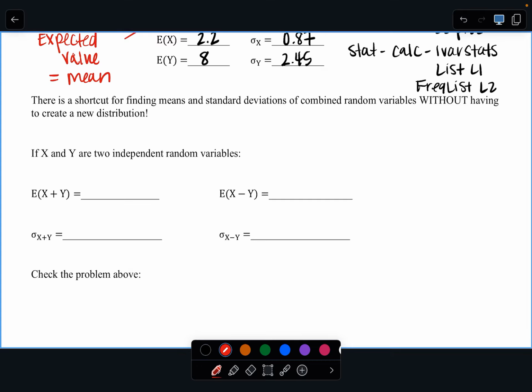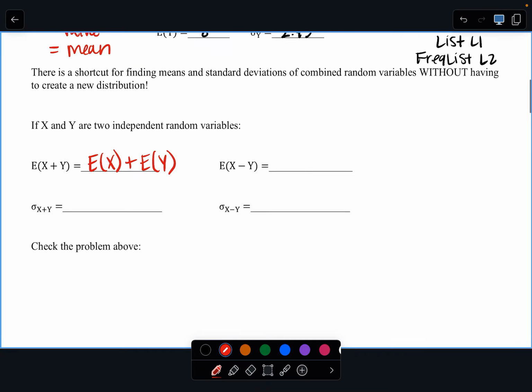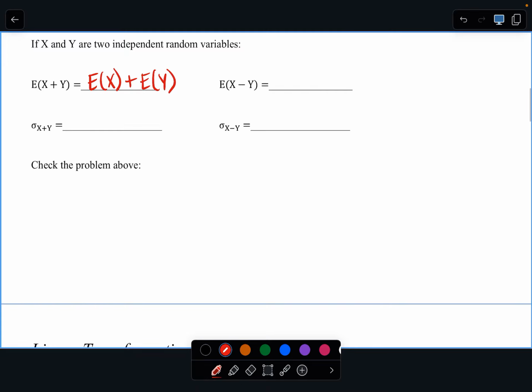So I'm going to have 2 independent random variables. If they are dealing with, and we have 2 things, we have mean, we have standard deviation. If you're adding them together, all you have to do is take the separate expected values and you add them together. If you are subtracting them, you take the separate expected values and you subtract them.